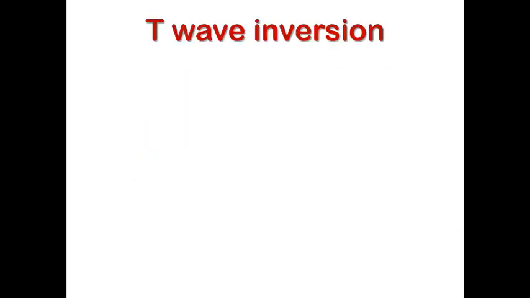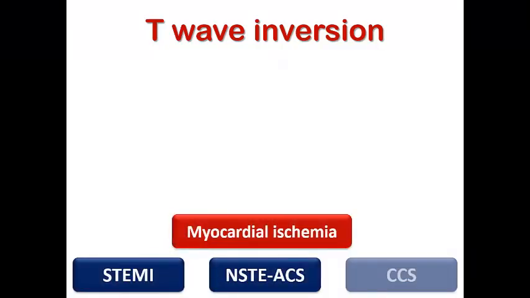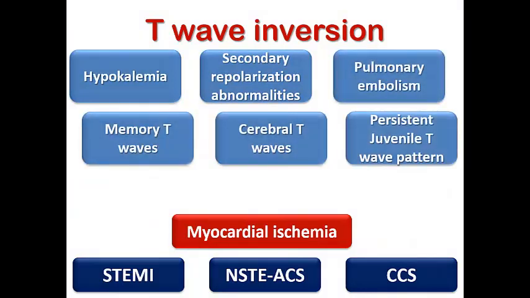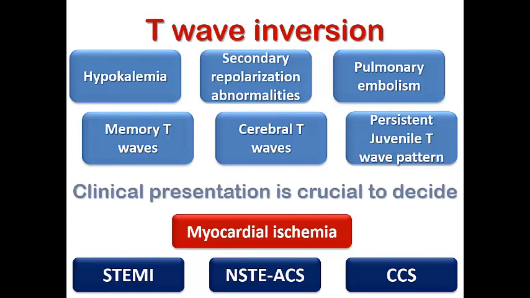So now, after we mentioned many causes for T wave inversion, we can summarize them. Myocardial ischemia is the first possibility, whether it is STEMI, non-ST elevation, or chronic coronary syndrome, but we also have hypokalemia, secondary repolarization abnormalities, pulmonary embolism, memory T wave, cerebral T wave, and persistent juvenile T wave pattern. Of course, clinical presentation is crucial to decide the cause, but I need to be able to differentiate in clinical practice.